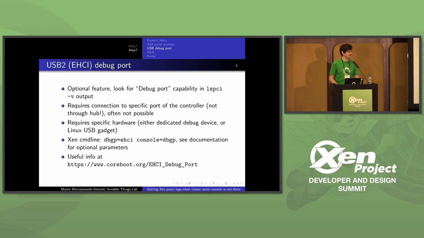But if you have access to the port, then it requires just a special device or a Linux USB gadget from, I don't know, a Raspberry Pi or any other board like that, and connect it, and it should work with just one Xen command line option. There is some more useful information on the coreboot wiki about that.